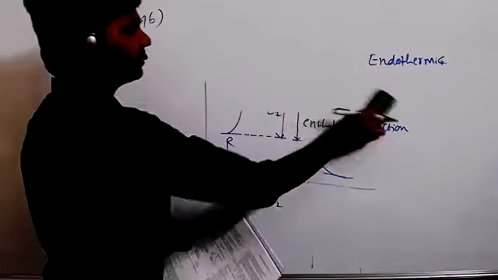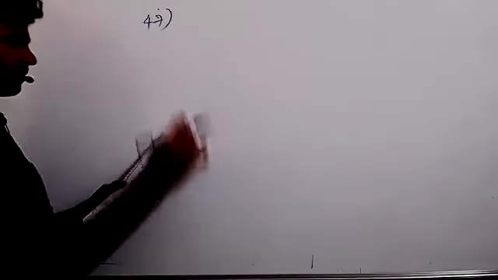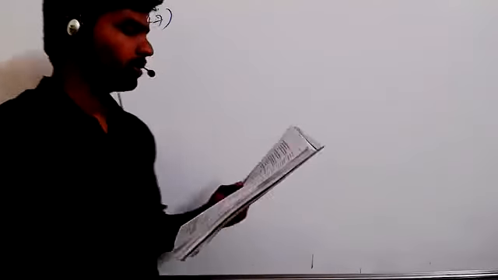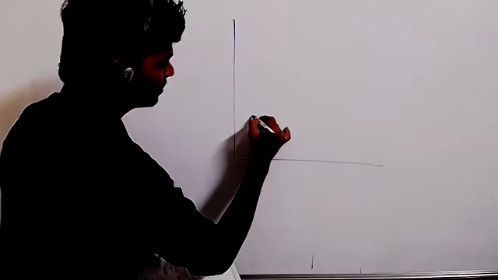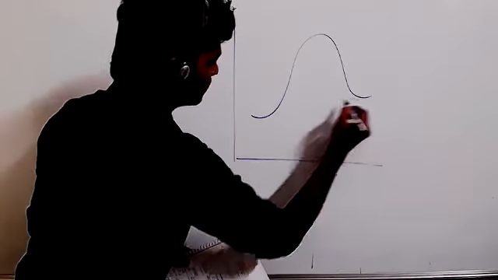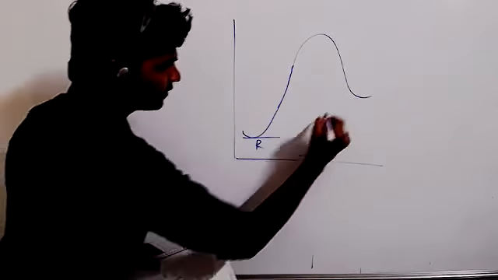Next, 47. An endothermic reaction A to B has an activation energy of 15 kilocalorie per mole, and the energy of reaction is 5 kilocalorie per mole. What is the activation energy for the reaction B to A? It is clearly given as an endothermic reaction. Same as before, this is the graph. Here reactant, this is product.